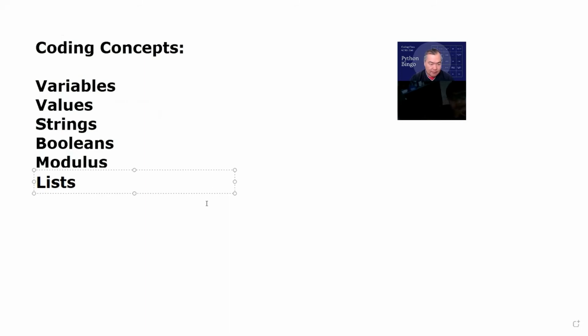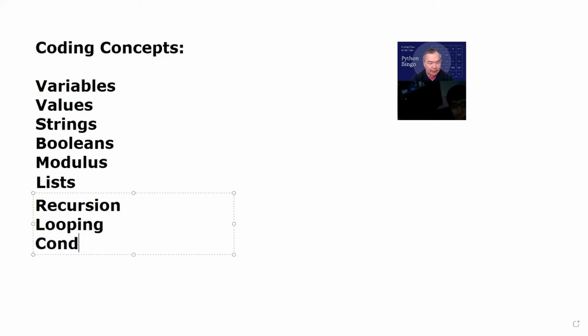After list, there was recursion. Looping. Conditionals. And then after that was recursion. Then abstraction.